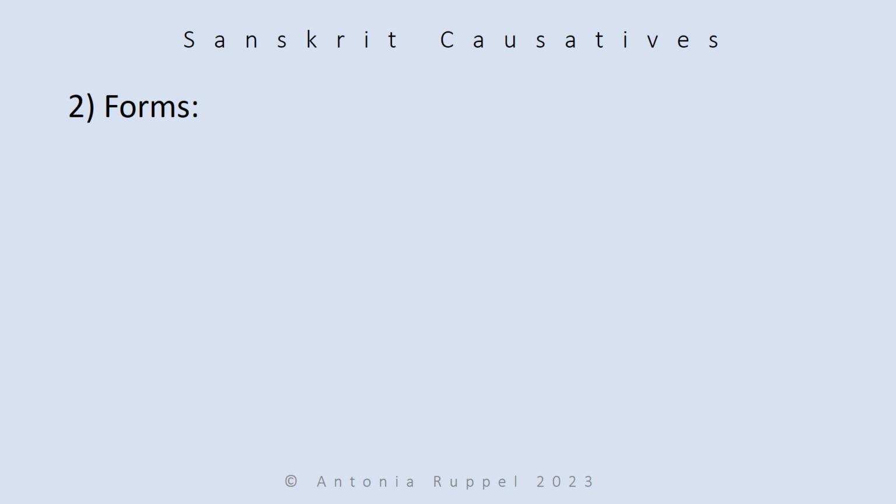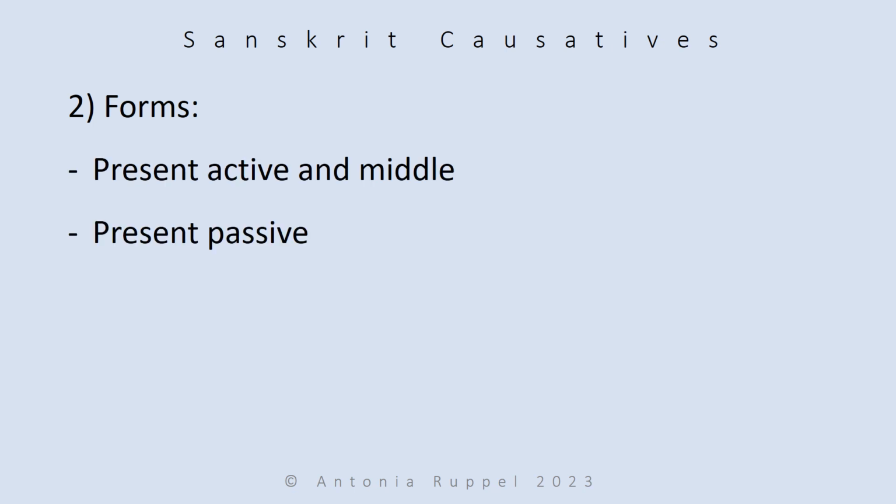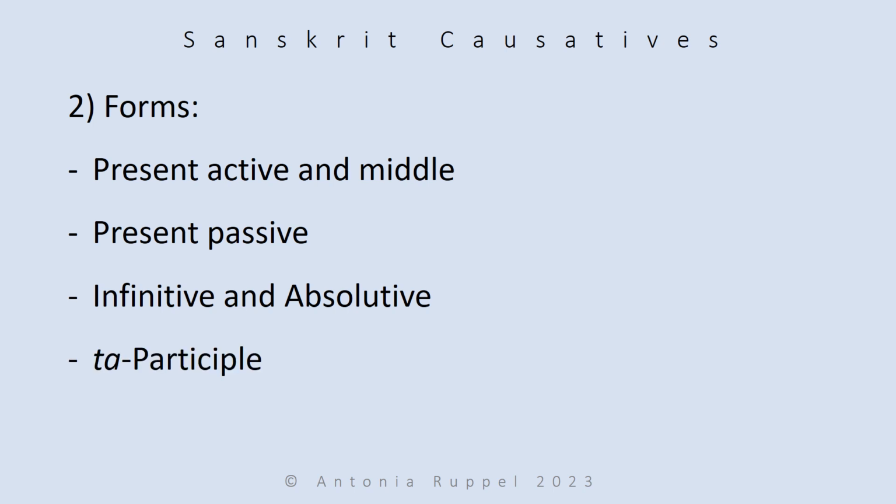Now, forms, what do we have? There's the present active and middle. There's the present passive. There's the infinitive, the absolutive, the ta-participle. There's also a perfect. And within the present system, we have not just the present indicative, we also have the present potential, and we also have causative forms of the imperfect indicative.